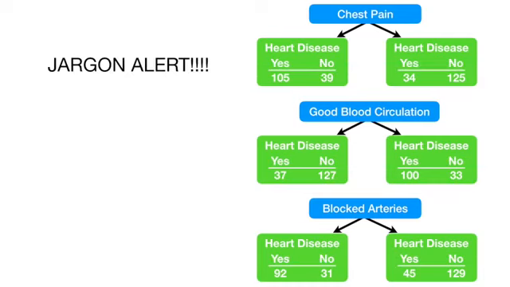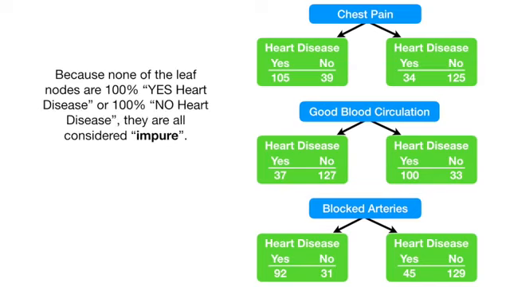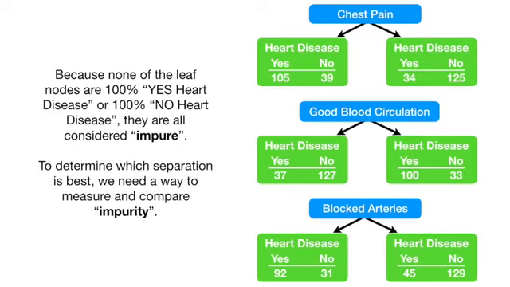Oh no, it's another one of those ghastly jargon alerts. Because none of the leaf nodes are 100% yes heart disease or 100% no heart disease, they are all considered impure. To determine which separation is best, we need a way to measure and compare impurity.